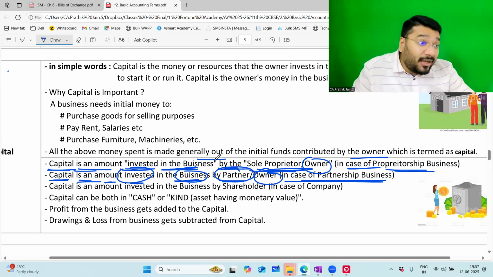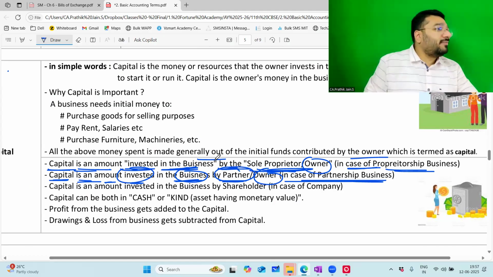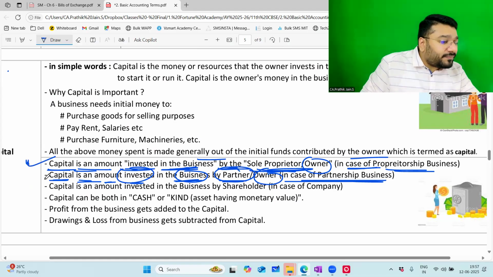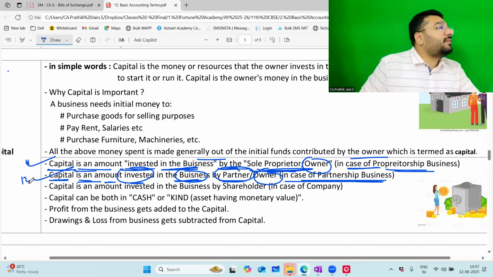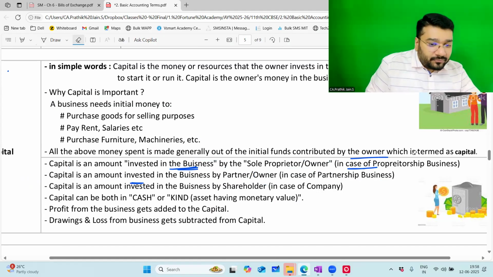So if any partner gives money to the partnership firm, what will you call that? Still capital only. This you will study in 11th. Partnership will be studied in 12th. Any problem? Whatever I'm discussing is 100% relevant to you.